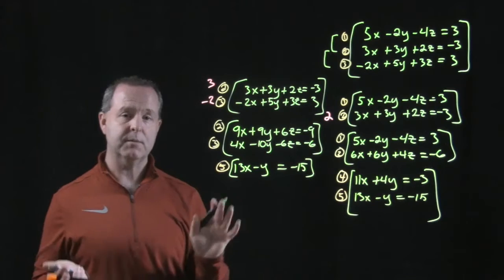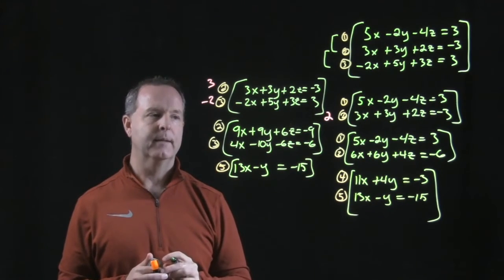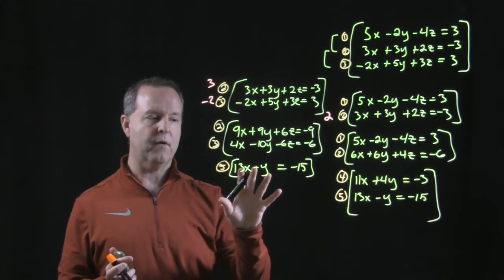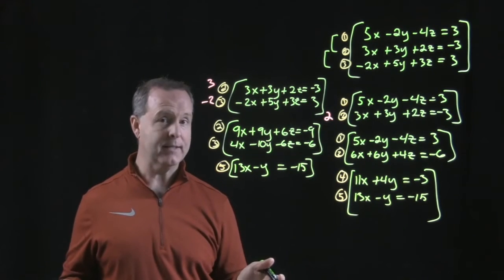So notice, and let's just back up and see what we've done here. We started with a 3 by 3. All of this work I've done so far was to get to a point where I have a 2 by 2. How did I get the 2 by 2?